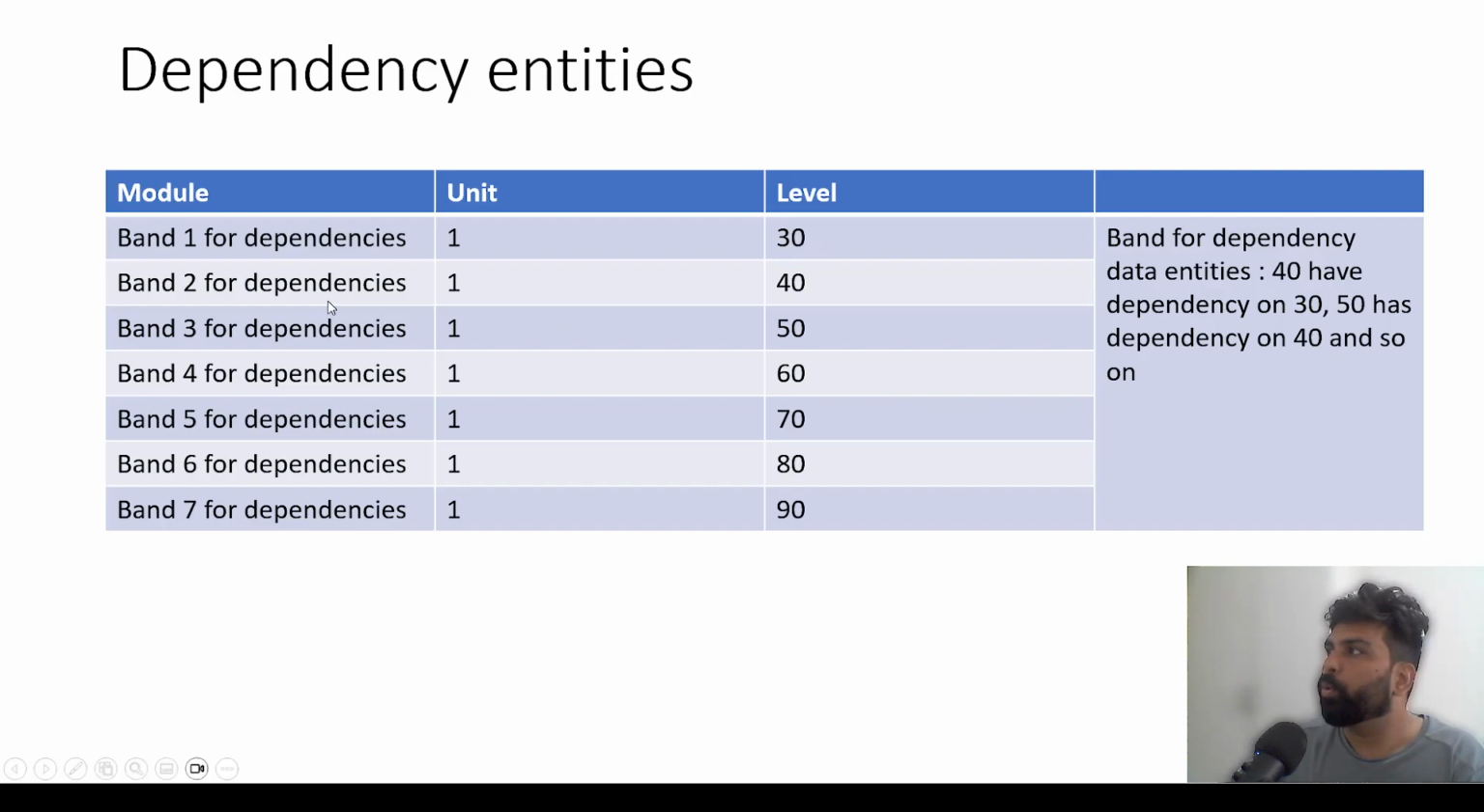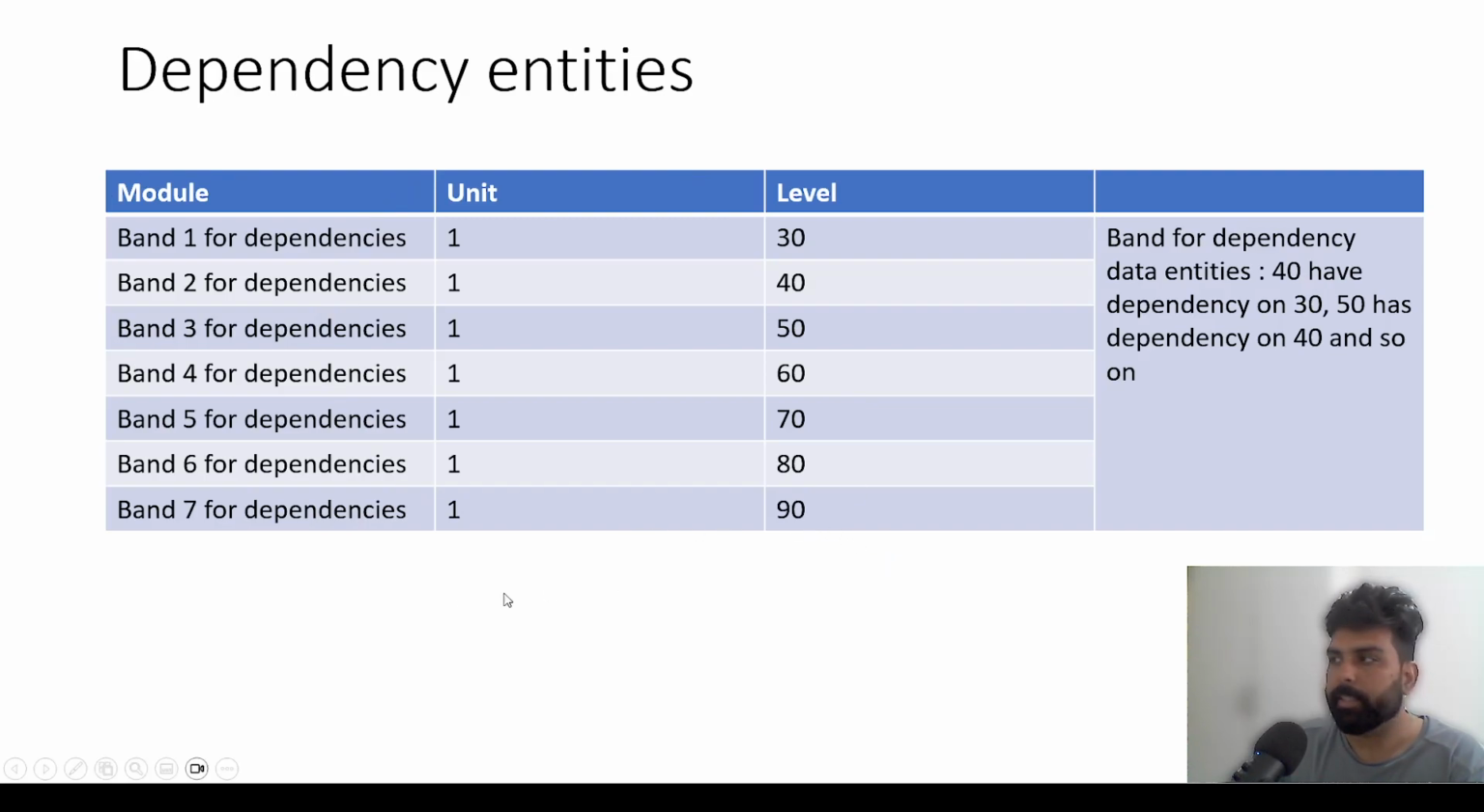In band 2, you will define the level as 40 and you will define the data entities which have a dependency on the data entities defined in band 1, which is 30. So 40 will have a dependency on 30, 50 will have a dependency on the 40 level, 60 will have a dependency on 50, and so on.